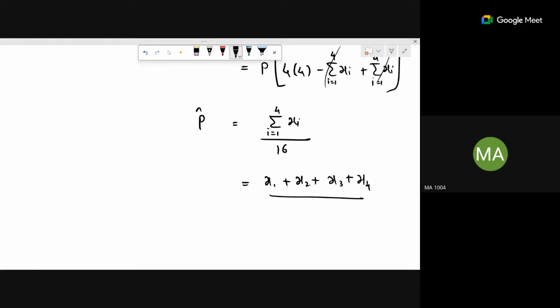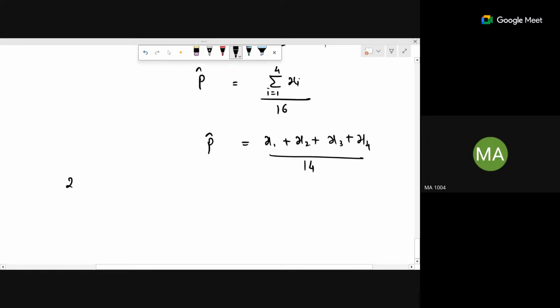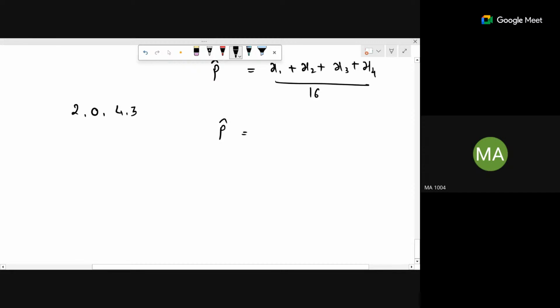upon 16. So just put in the values. We have sampling values as 2. Ma'am, 16, ma'am. Yeah, 16. Okay, write it 14. Sorry. So 2, 0, 4, and 3. Just put all these values here, and then we will get p hat equal to 2 plus 0 plus 4 plus 3, so 7 plus 2, 9 by 16, right? So 9 by 16 is our estimated value of p hat for this sampling, right?